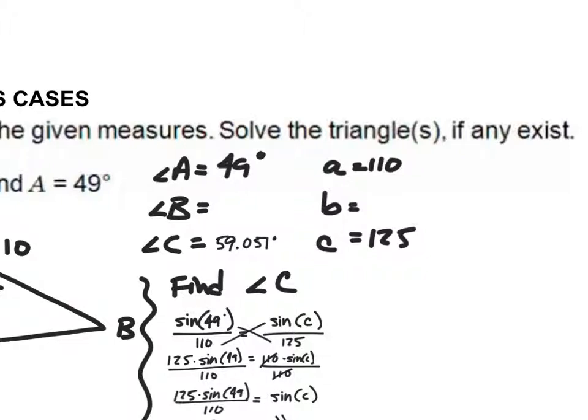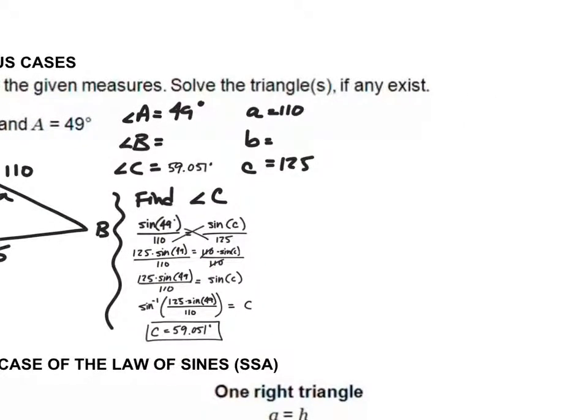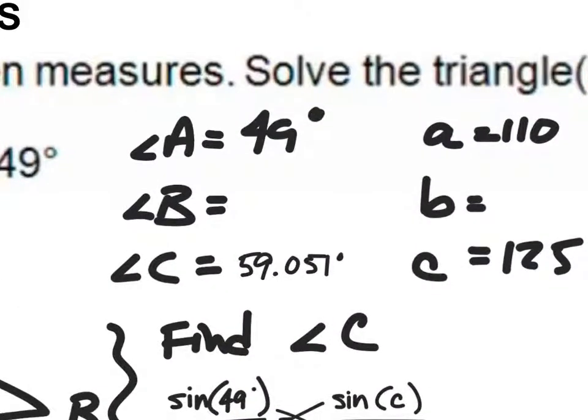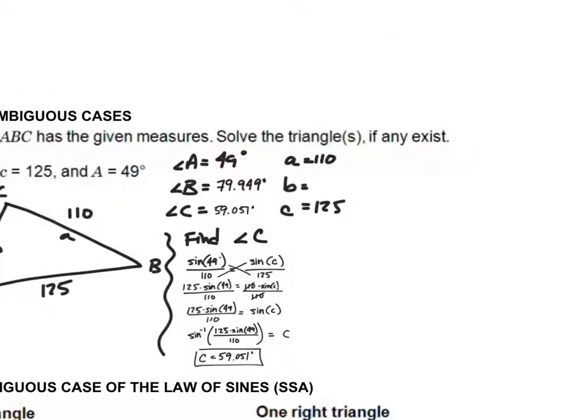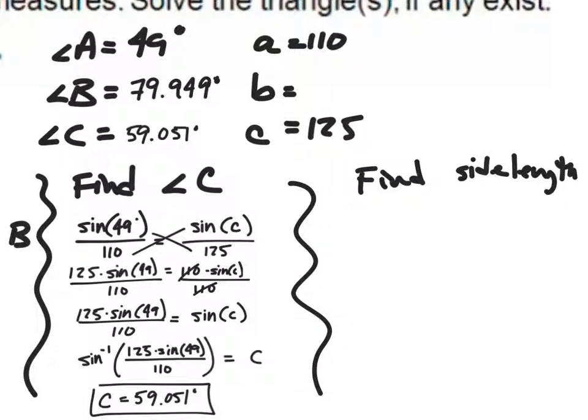Now we can figure out angle B. All right, once we've found angle C in this case, we can do 180 minus 49 minus 59.051. So we got 79.949 degrees, okay? And then, so let's find side length B. So now we're back to what we were doing in the last page. So find side length B, all right?